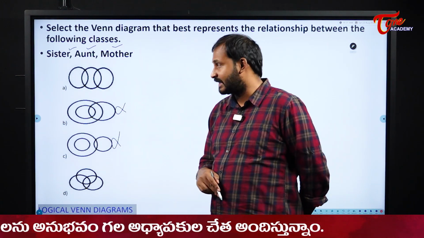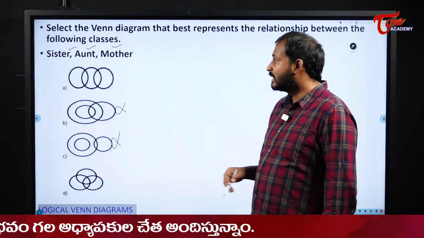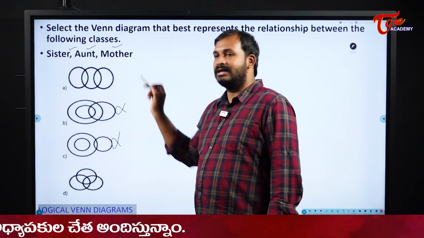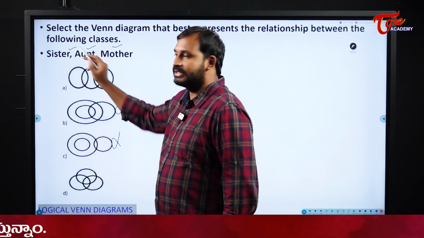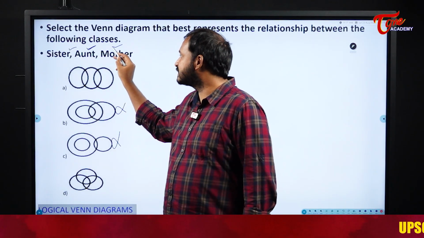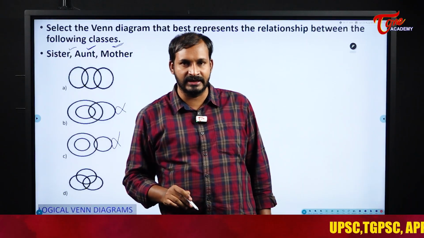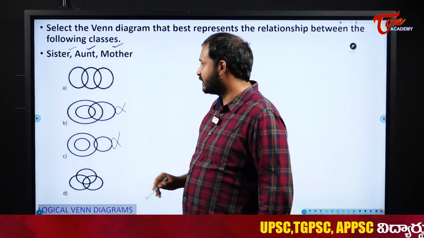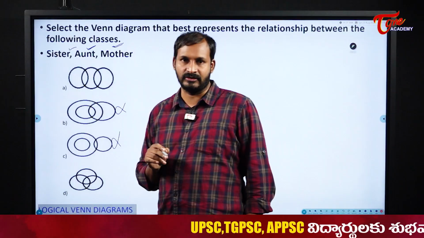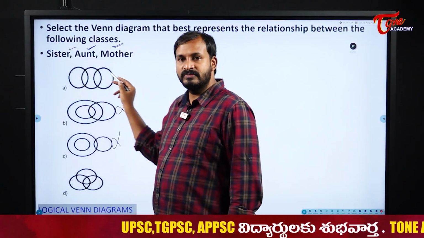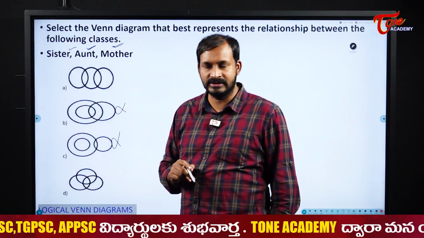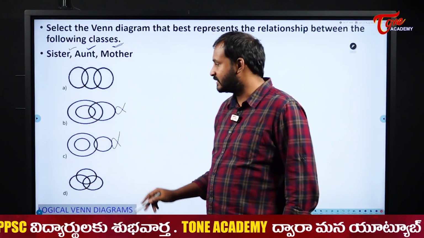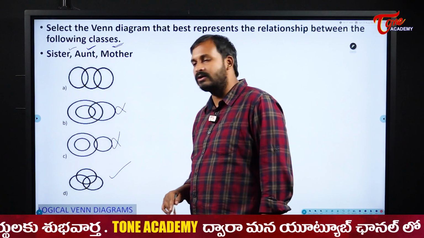Yes sir, it is getting struck off. There is no doubt in that. Now see here, sister, aunt and mother. One lady can be all the three. Yes, she can be sister, she can be aunt, and at the same time she can be mother, right? There is a possibility. Now if I choose this first option, is there a possibility of having all the three qualities in one person? No. So the best one is this one. So our answer here becomes option D.